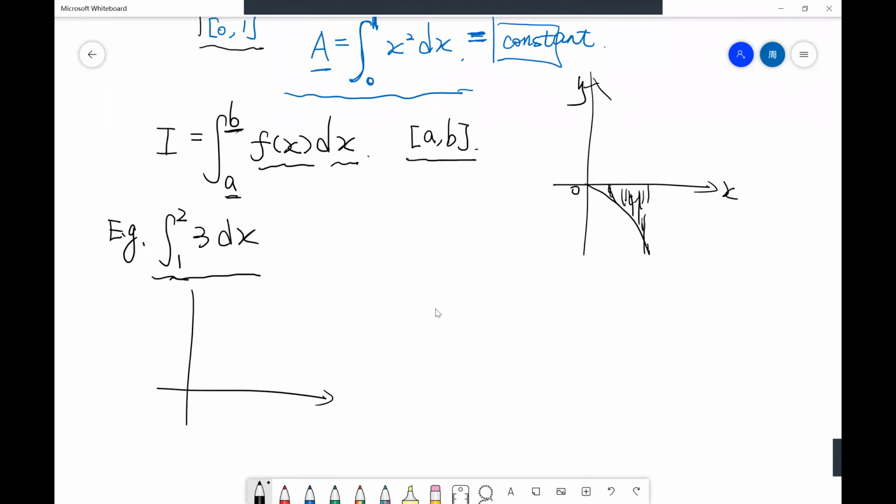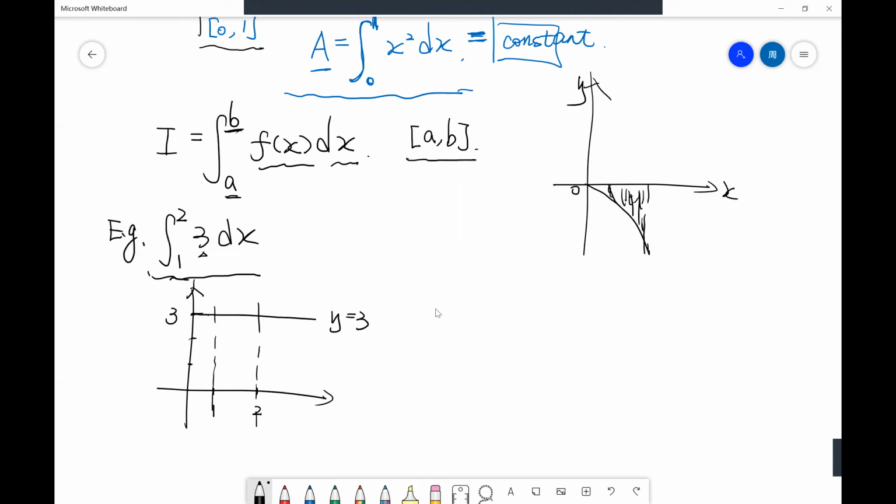So we can draw the graph here. From 1, maybe here is 1, and here is 2. From 1 to 2. And then the integrand here is 3, right? So that means y equals 3. That means the function is a constant function and always equals 3. So maybe 1, 2, 3. Here is 3, right? So that is y equals 3.